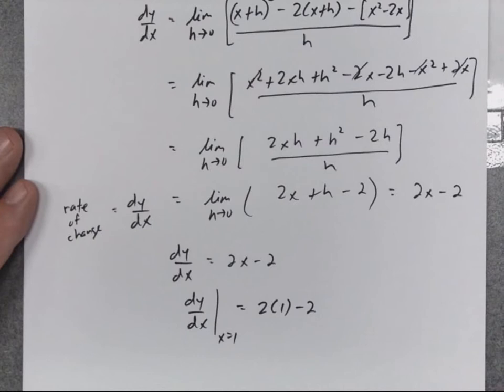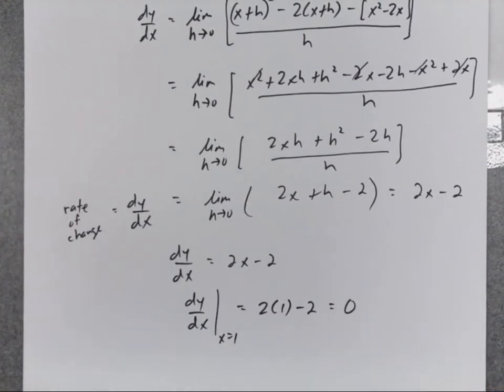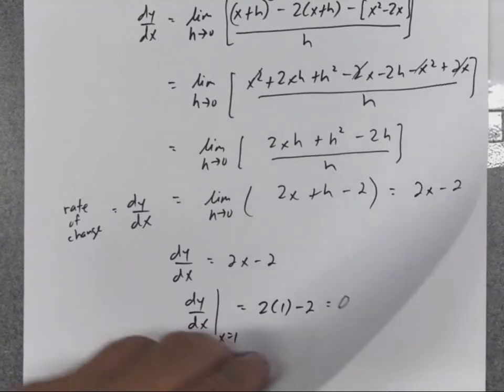So you plug 1 in for x. Turns out the derivative is 0, which is interesting, but sometimes that happens. Okay, so that's problem number 30. Now let's go to 34.